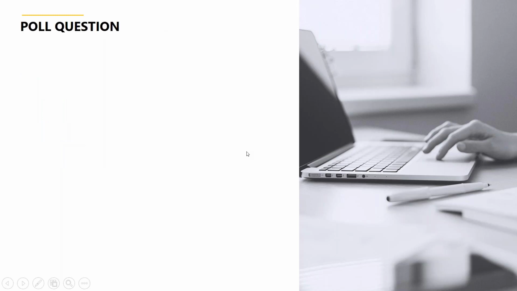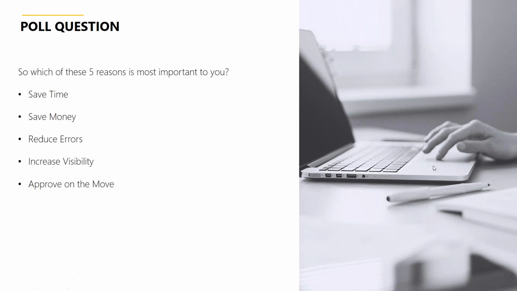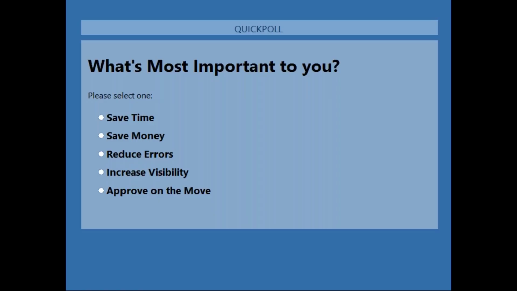Before we move on fully, we're going to fire out the first of our poll questions for this webinar. This should be showing up for you on the right-hand side of your screen. What we're looking at is which of the 5 reasons that we've been talking about over the last few weeks, and are going to explore in this webinar, are most important to yourselves: saving time, saving money, reducing errors, increasing visibility, or approval on the move. I'll give you a few moments to consider your answer, and once we've got all the answers in, we'll move on.